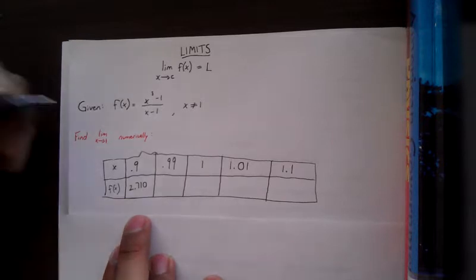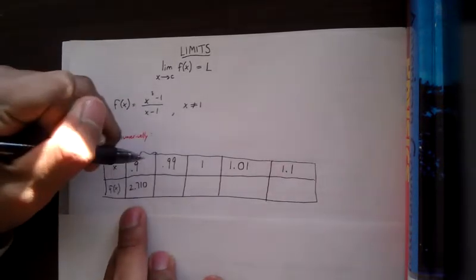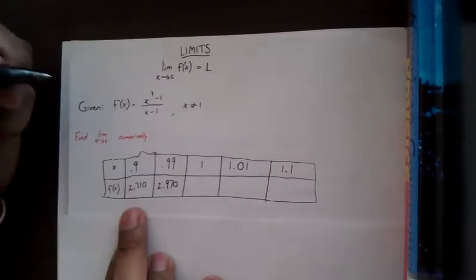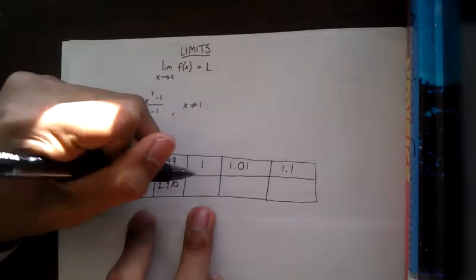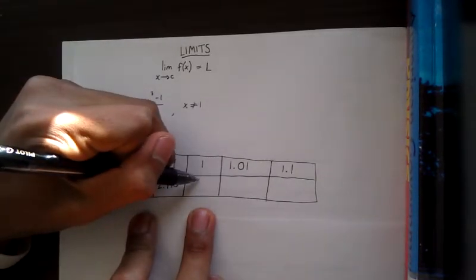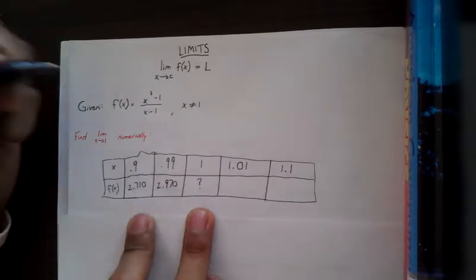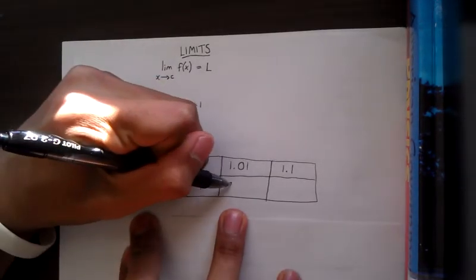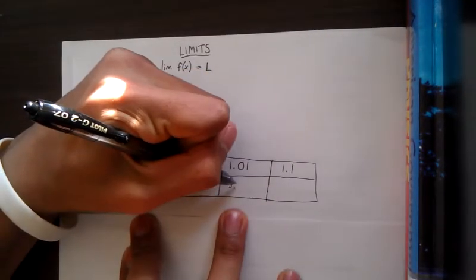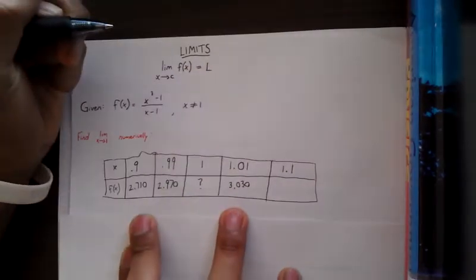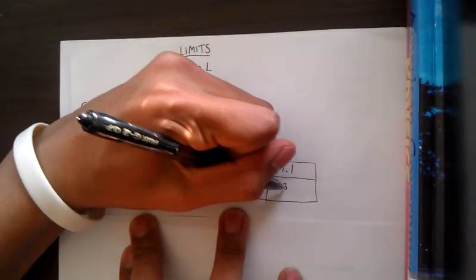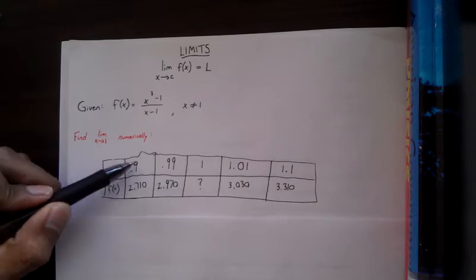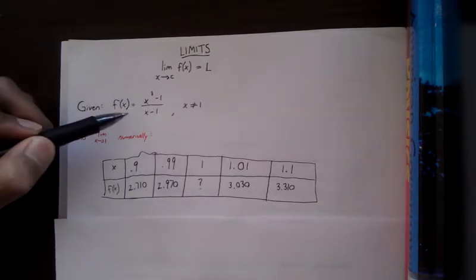2.710 for 0.9. At x equals 0.99, the y value is going to be 2.970. At 1, it's going to be undefined, but that's actually what you're trying to solve, so we'll just put a question mark there. 1.01 is at 3.030, and 1.1 is at 3.310. These you would just find by plugging this x value in for x in your original equation.